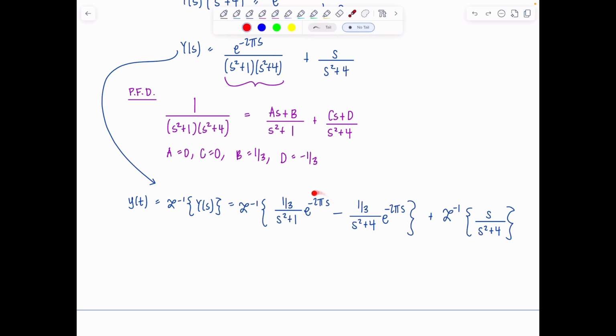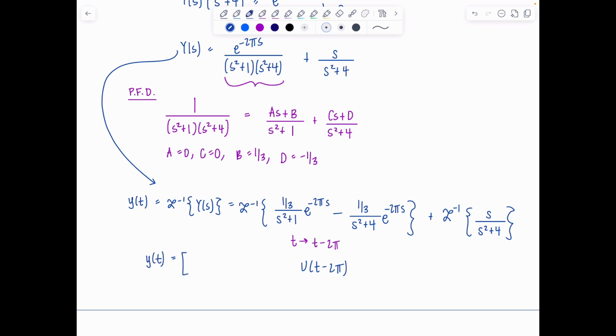So e to the negative 2 pi s means we're going to translate all of our t's to t minus 2 pi and slap on u of t minus 2 pi. Okay? All right, very good.